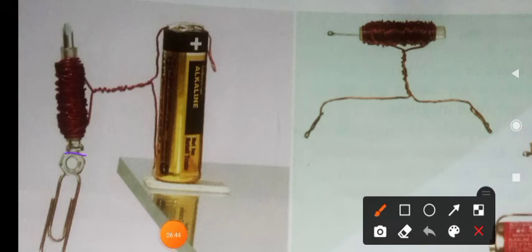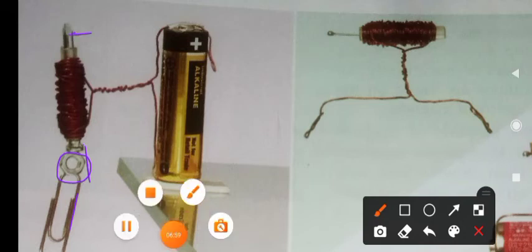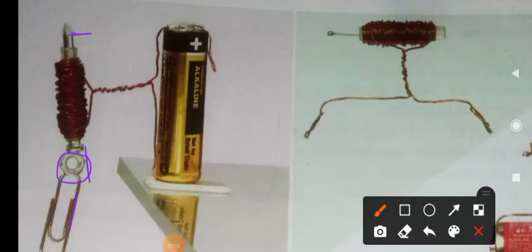See here, an iron bolt and a clip are attached to this iron nail, right? So as long as the current passes through it, this iron nail will behave like a magnet. When the current passage is stopped, it loses its magnetic power, and the clip and the bolt will fall down. Okay children, did you understand this?